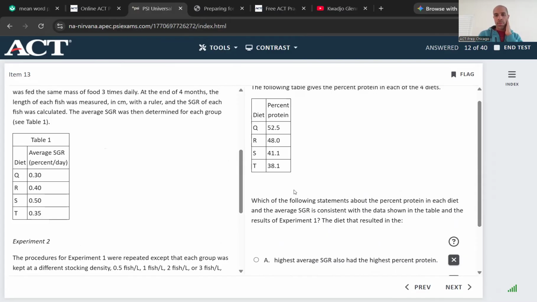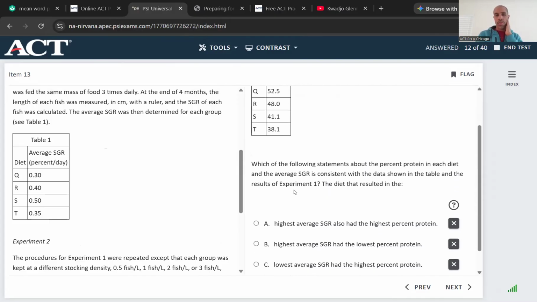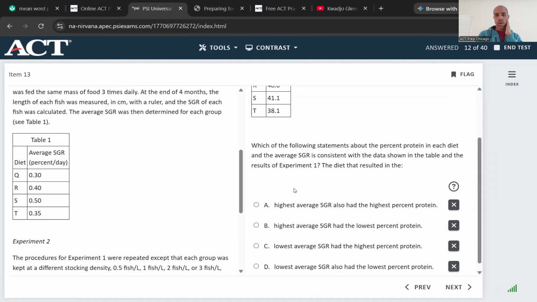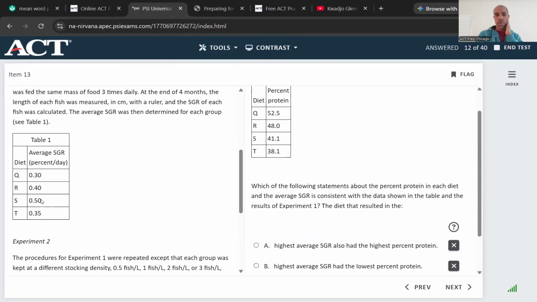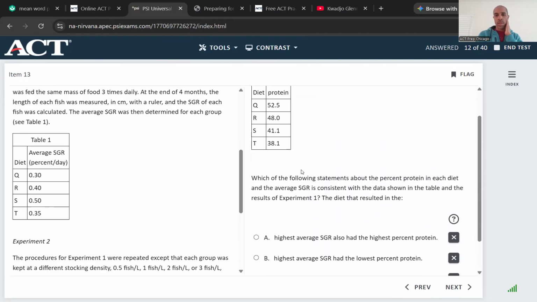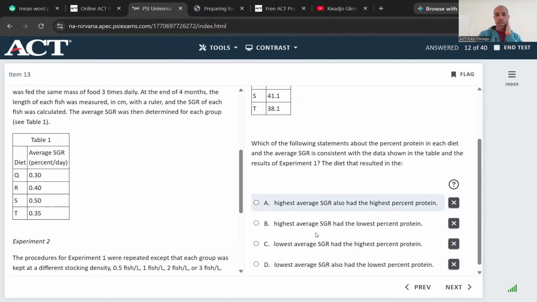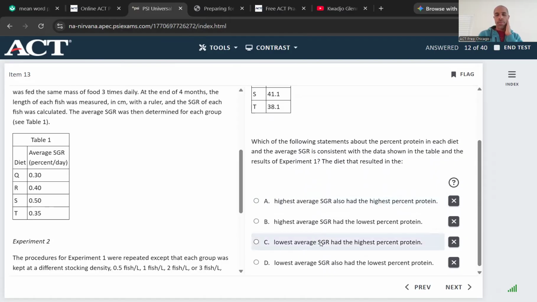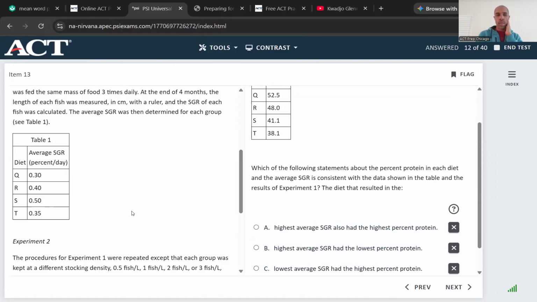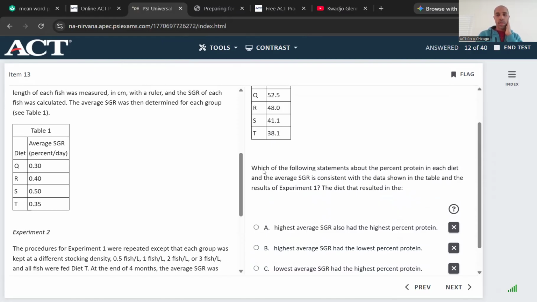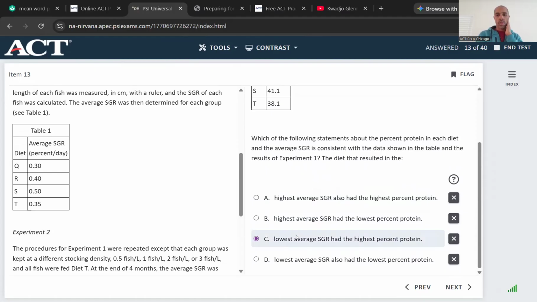the diet that resulted in the highest average SGR, which is 50.50, that's the highest average SGR. Also note they didn't have the highest protein. They didn't have the lowest protein, S, which was the highest average SGR. Lowest average SGR had the highest protein. Lowest average SGR is Q, and they did have the highest protein. That's correct. C.